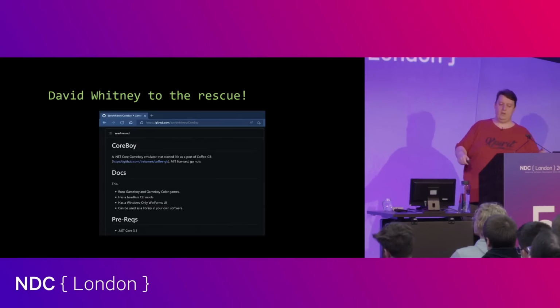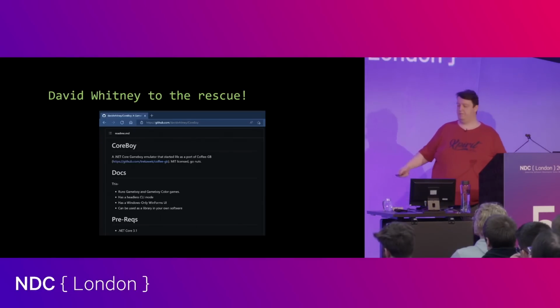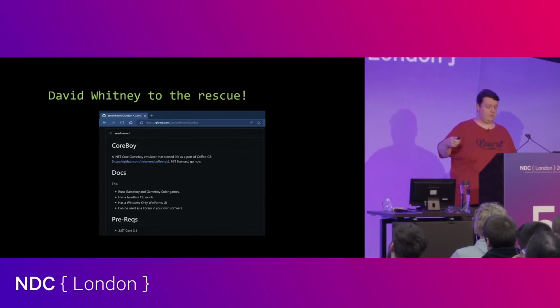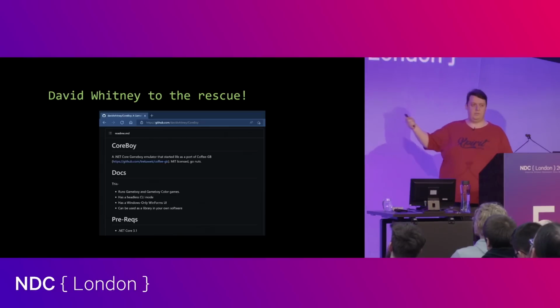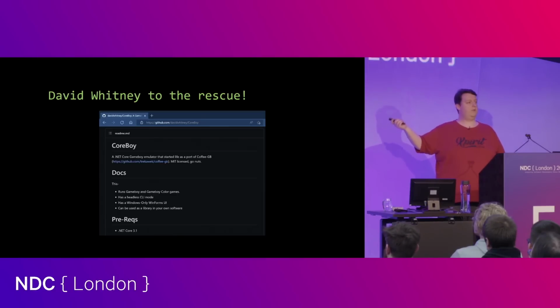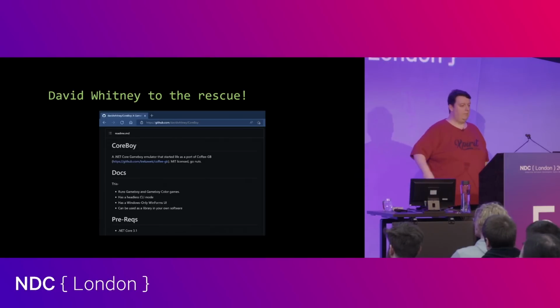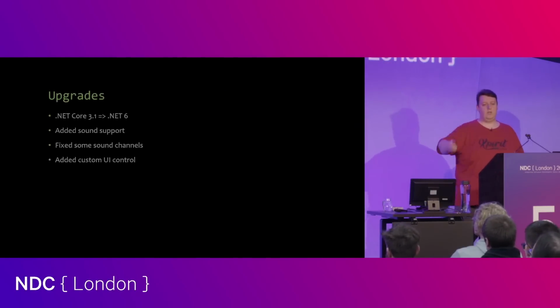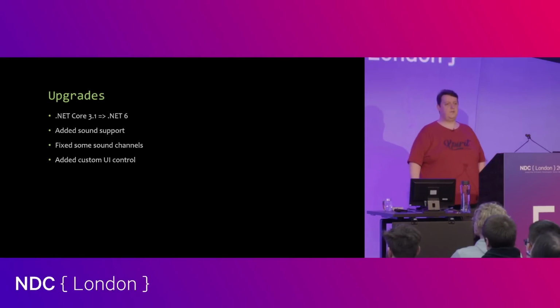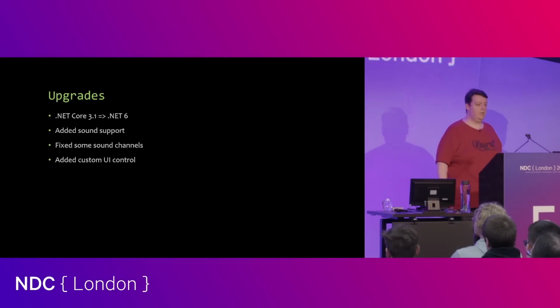So I looked at the source code. I found out it's also mentioned during his session. It was based on a Java emulator, basically. He ported it to .NET Core 3.1. So I said, in that moment, let's go over to .NET 6 because it's new and fancy.